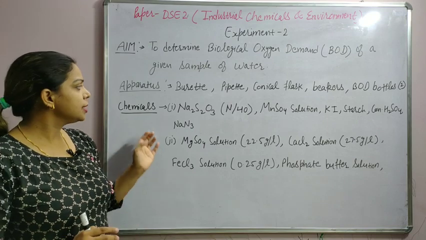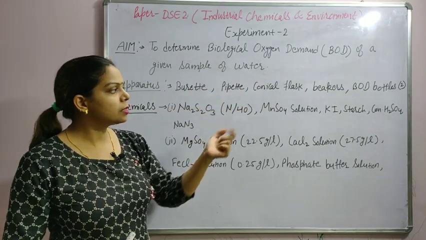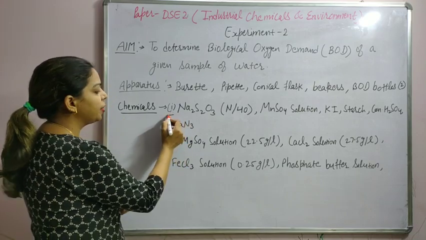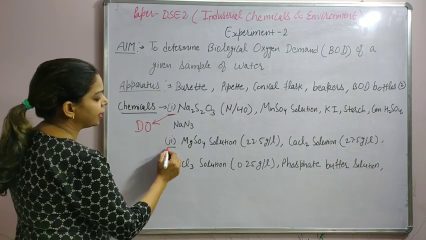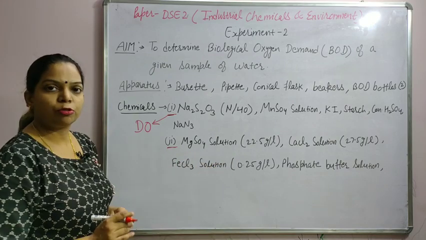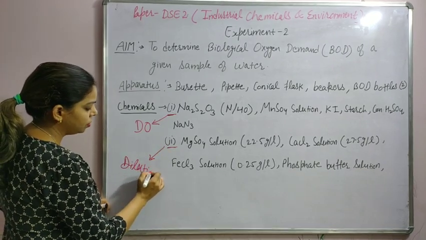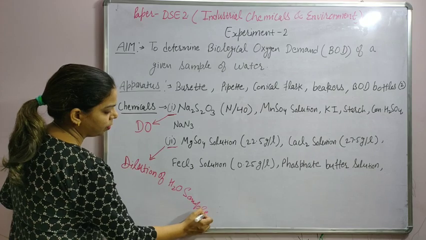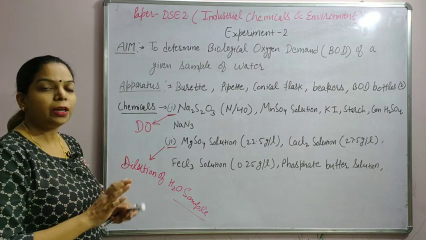Alright. The apparatus and the chemicals required for this experiment are burette, pipette, conical flask, beakers, and 2 BOD bottles. Chemicals: the first category is the chemicals which are used to find out dissolved oxygen. The second category is magnesium sulfate, calcium chloride, ferric chloride, and phosphate buffer solutions. These are for the dilution of the water sample. Alright, so we need to find out dissolved oxygen for the sample twice.